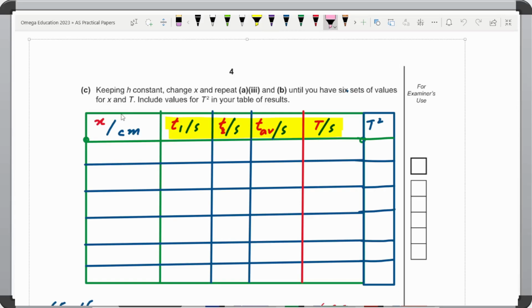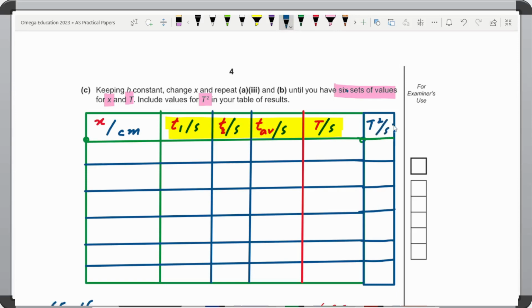So first of all, keep this in your mind. They have asked you to calculate 6 sets of values of x and T. Include the values of T squared in your results, in the table of your results.